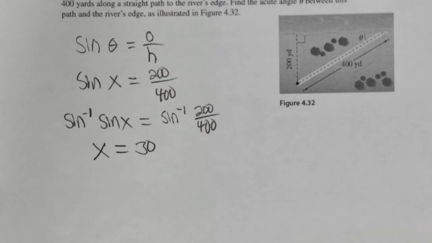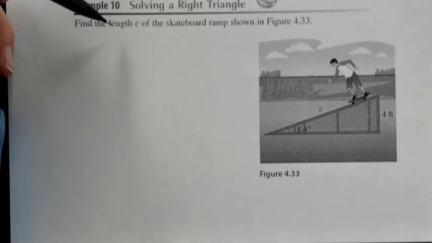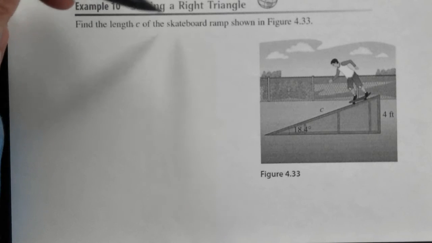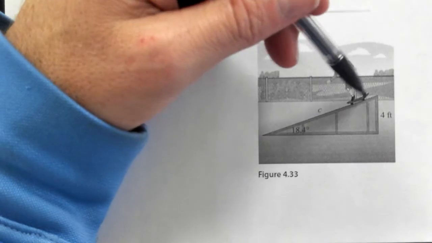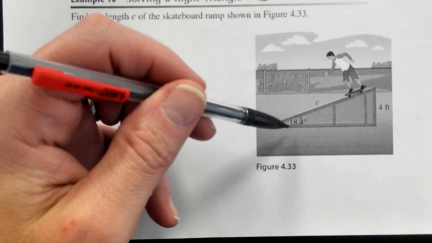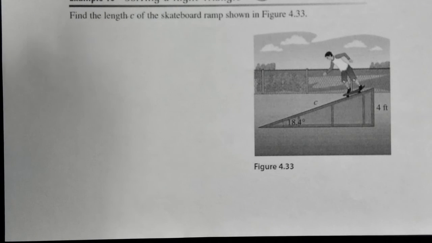All right, so like I say on these, if you have a drawing, great, you can set it up. If you don't have one, you can make a drawing of your own and then set it up with the correct trig function. Okay, so one more to kind of take a look at here. So let's say we wanted to find the length C of a skateboard ramp. Okay, we're trying to find this length of the skateboard ramp. They give us 4 feet at the top of the ramp. They give us this angle down to the bottom here as 18.4 degrees.